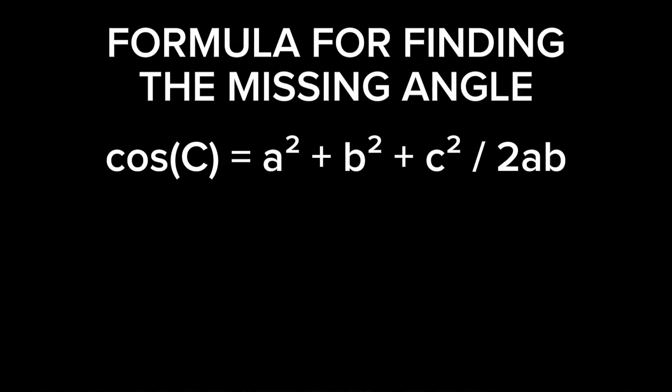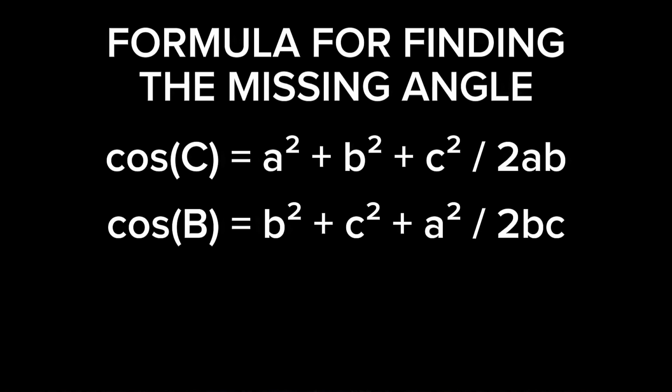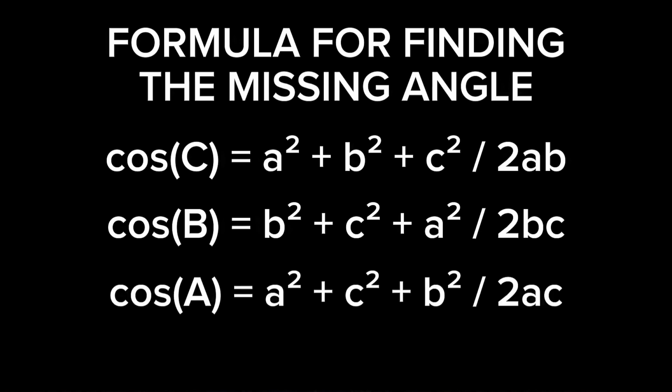And the formula for finding the missing angle is cosine c is equal to a squared plus b squared minus c squared over 2ab, and can be rearranged to cosine b is equal to b squared plus c squared minus a squared over 2bc, and cosine a is equal to a squared plus c squared minus b squared over 2ac.